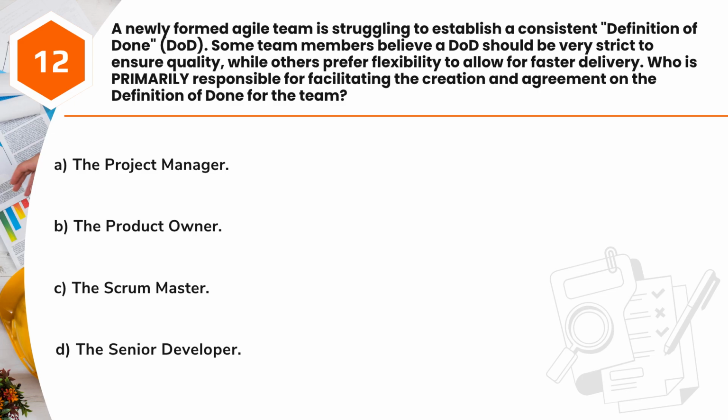Question 12. A newly formed Agile team is struggling to establish a consistent definition of done, DoD. Some team members believe a DoD should be very strict to ensure quality, while others prefer flexibility to allow for faster delivery. Who is primarily responsible for facilitating the creation and agreement on the definition of done for the team? A. The project manager. B. The product owner. C. The Scrum master. D. The senior developer.